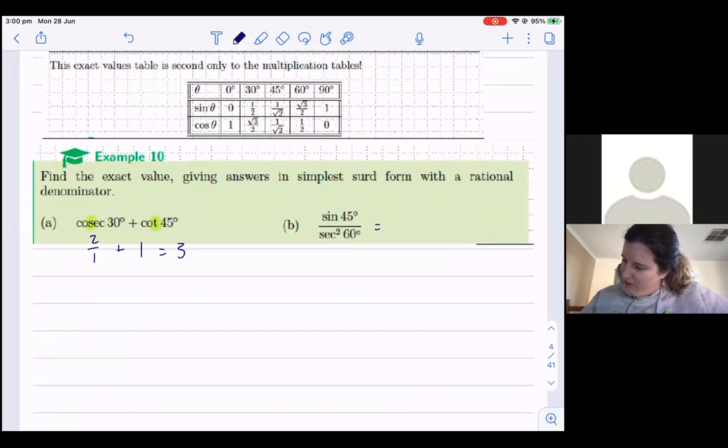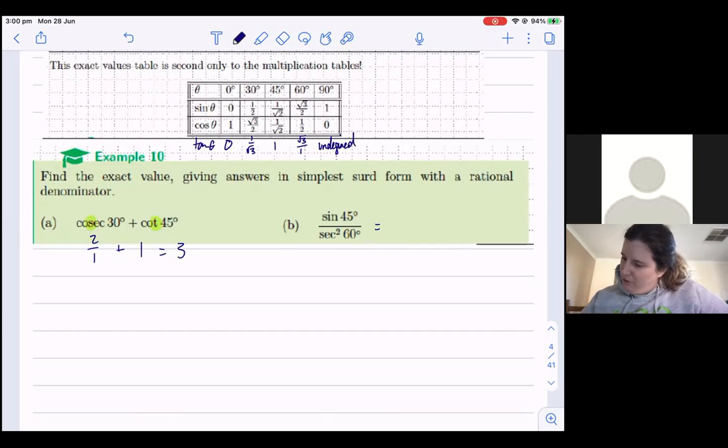Sine 45, on the other hand, is... I must have cropped out the tan values for these. Tan of 0 is 0. Tan of 30, 1 on root 3 or root 3 on 1? Tan 30, 1 on root 3. Tan 45 is 1. Tan 60 is root 3 on 1. Tan 90, undefined.